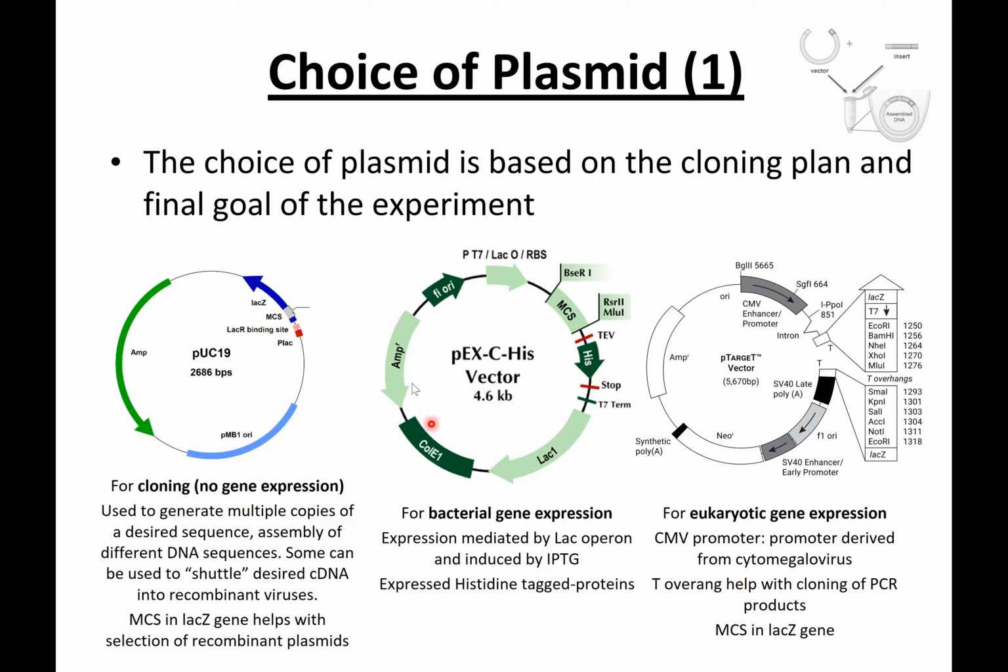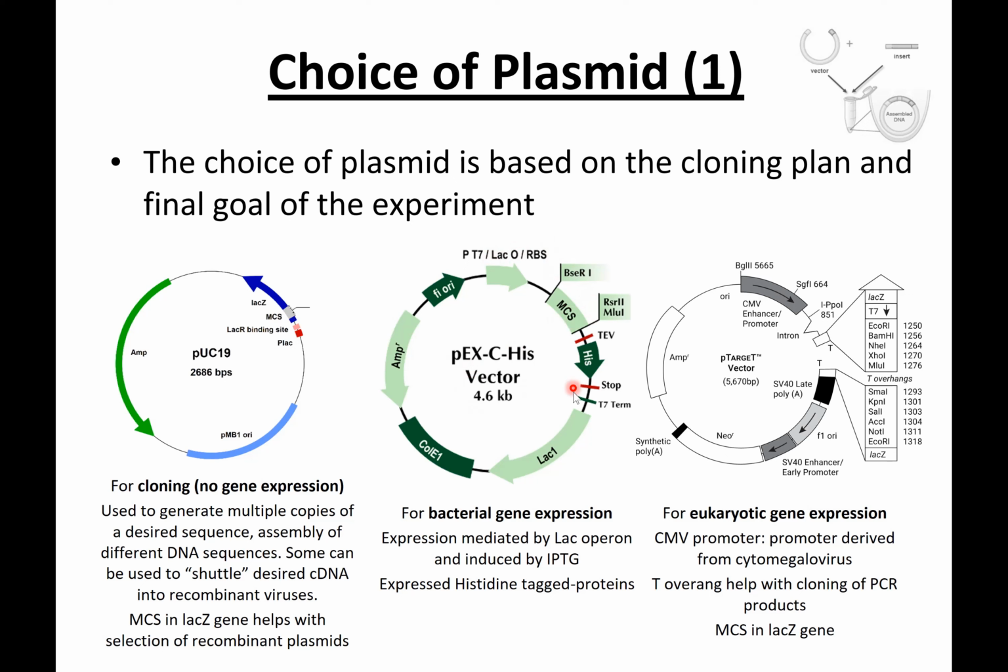The second type: both the one in the middle and the one on the right side, pXC histidine and pTarget vector, are both expression vectors in this case. The reason is that you can find a promoter upstream of the multiple cloning site. In this case, this promoter is the lac operon promoter. It's a promoter that allows for the expression of whatever is cloned inside here in bacteria. This would not work in eukaryotic cells, but it will work in bacteria.